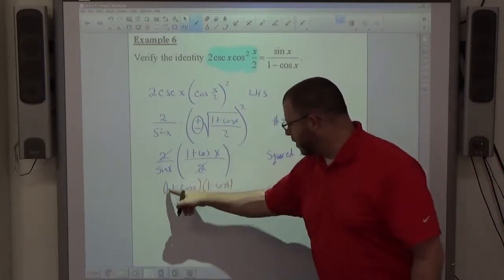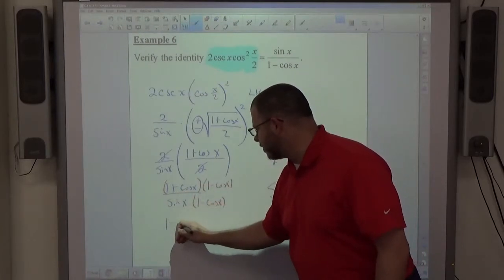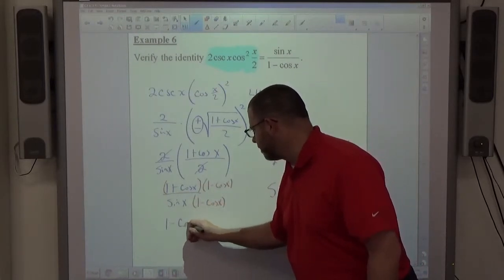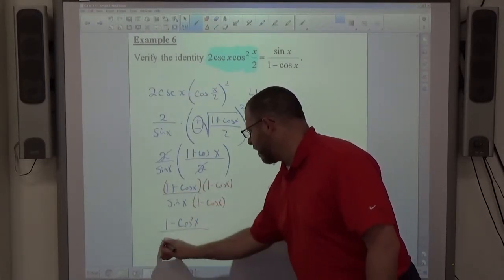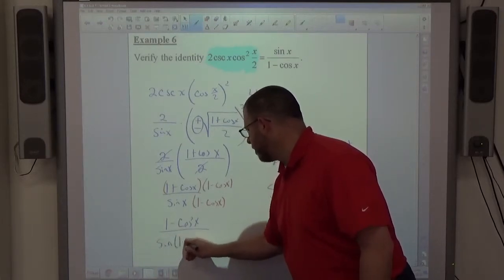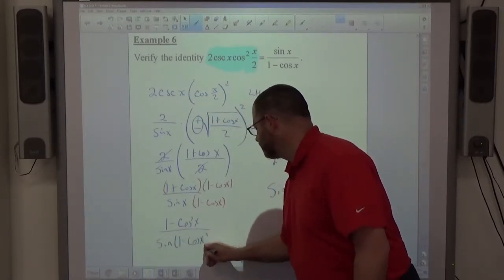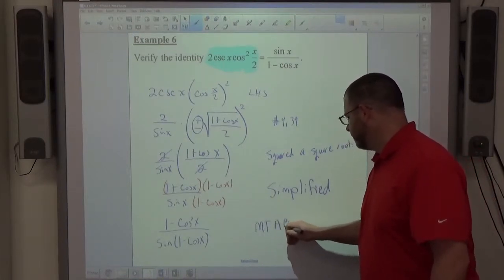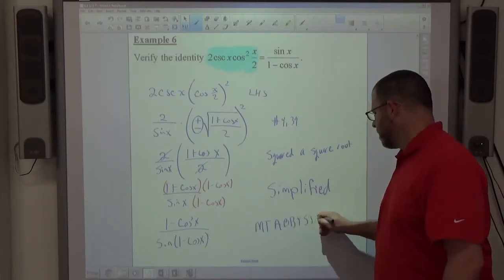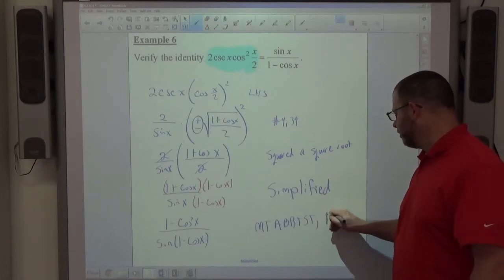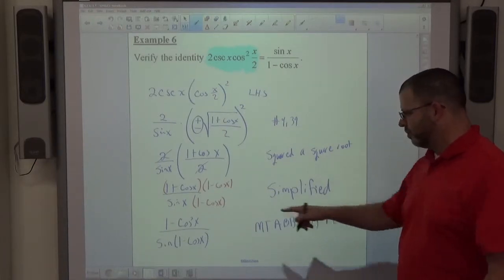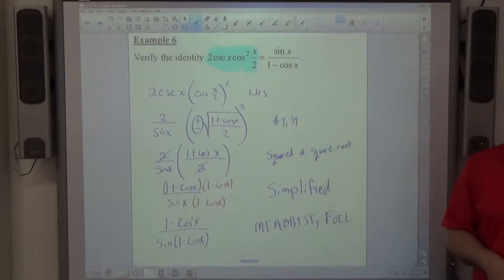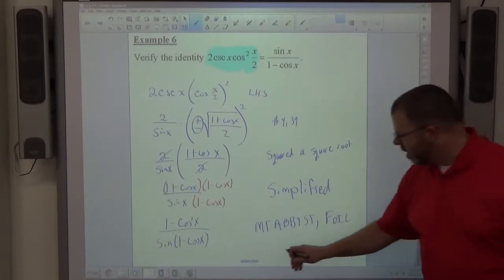So if I do that, I'm going to get 1 minus cosine squared on top and sine of x times 1 minus cosine of x on the bottom. And that's by multiplying top and bottom by the same thing. And also, I'm going to call it FOIL. Just multiplying the difference of squares, I get 1 minus cosine squared.